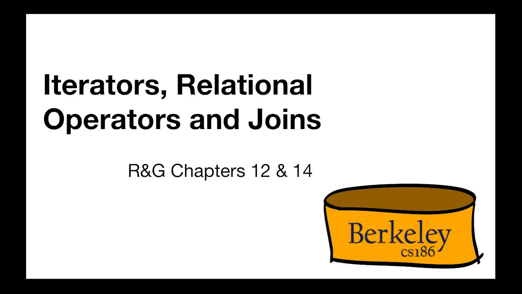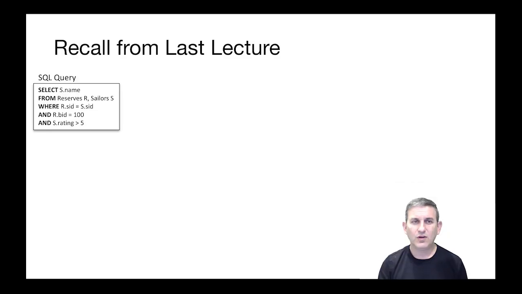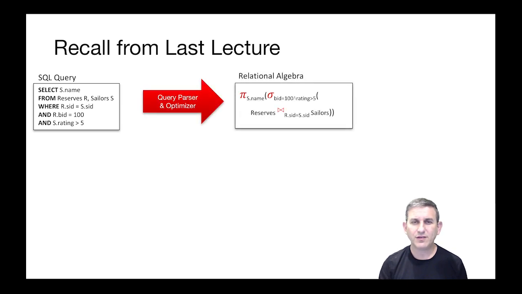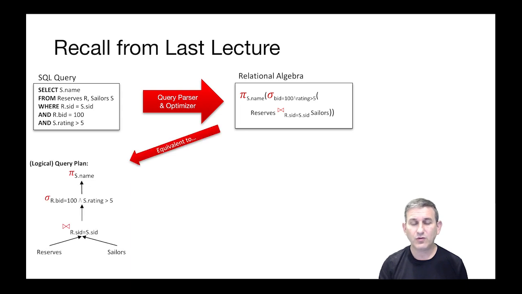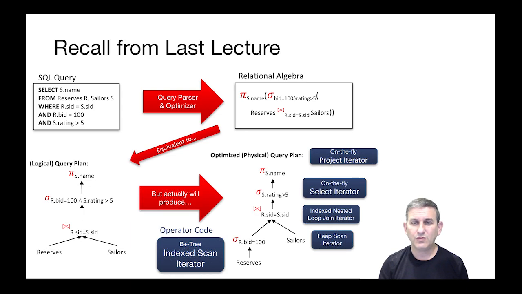Iterators, relational operators, and joins. Recall from last lecture how we said that an SQL query is given to a query optimizer, which uses relational algebra internally to put together a logical query plan, which it then converts into an optimized physical query plan, every relational operator being associated with an implementation that can be run that we called an iterator.